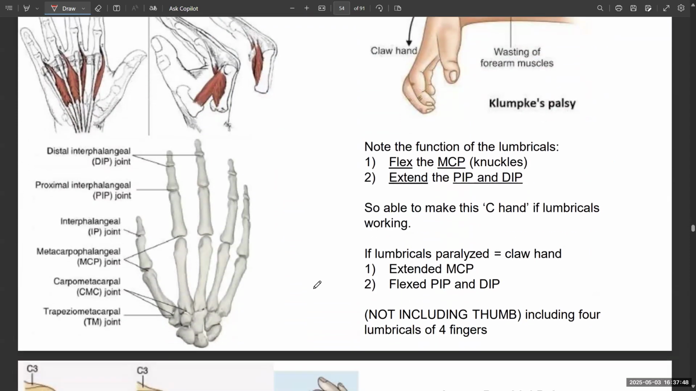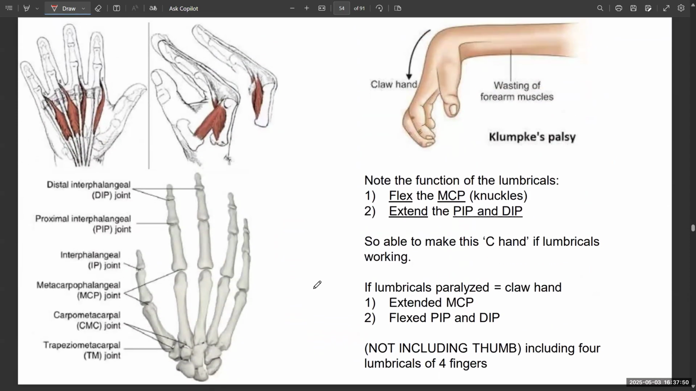Okay. Now, this requires a little bit of focus. So we are going to talk about the lumbricals. Lumbricals are muscles in the hand. These muscles over here, so this red part and this one.